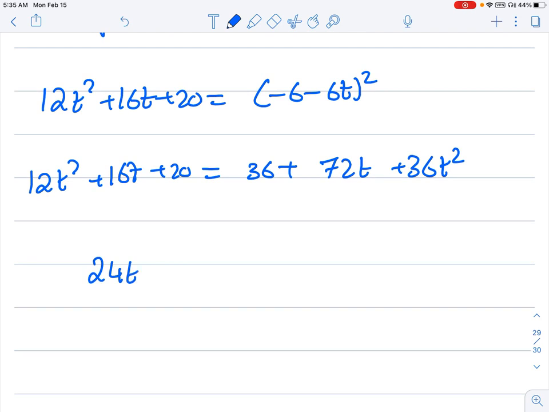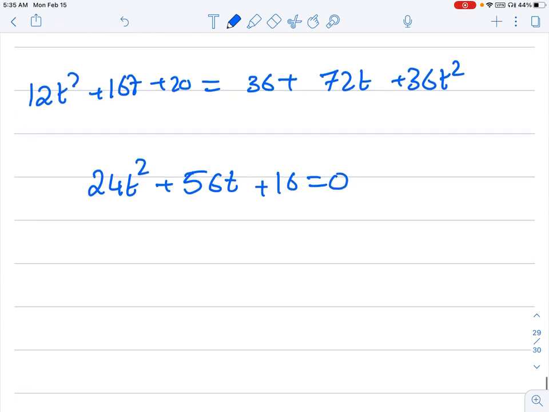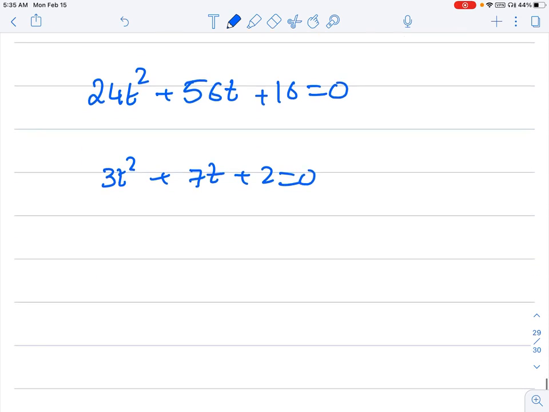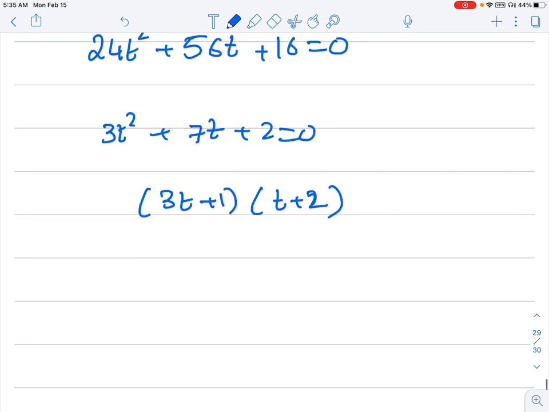So it becomes 24t square plus 56t plus 16 is equal to 0. So divide by 8, it becomes 3t square plus 7t plus 2 is equal to 0. Now factorize this, this becomes 3t plus 1 times t plus 2 is equal to 0. So t is equal to negative 1 upon 3, t is equal to negative 2.